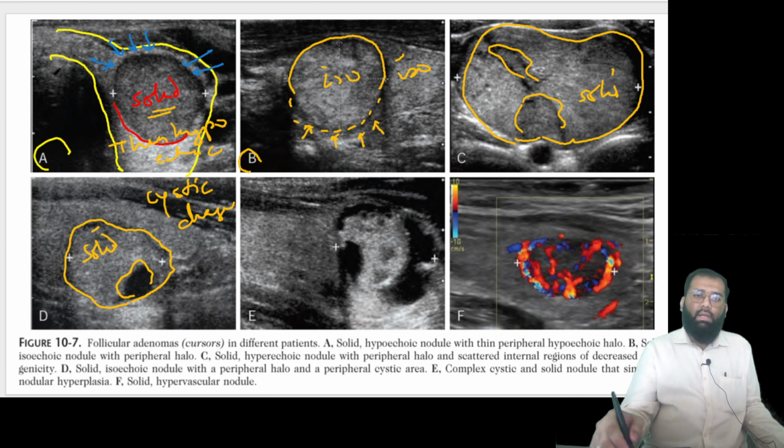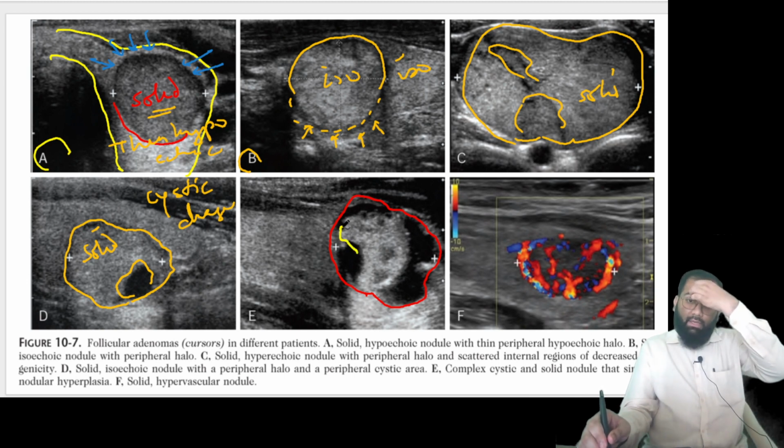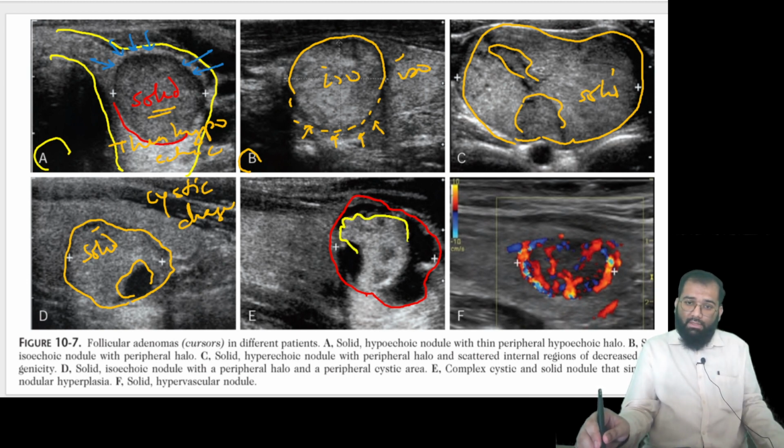Okay. Now let us come to another important lesion here. So this is again a lesion showing solid as well as cystic areas. You can see that within the lesion, this area, the lobulated area, this is a solid area, but these are all cystic areas within the lesion.